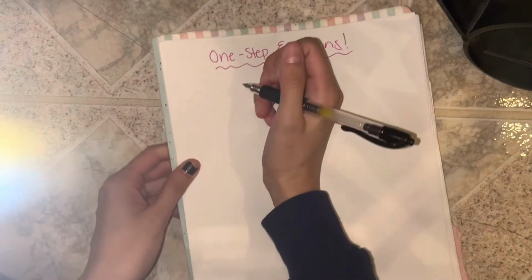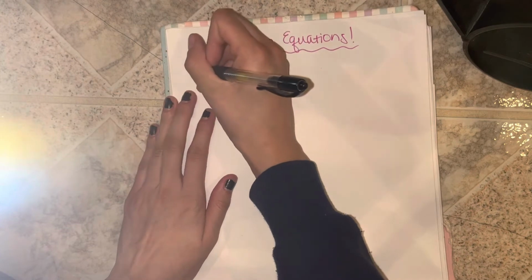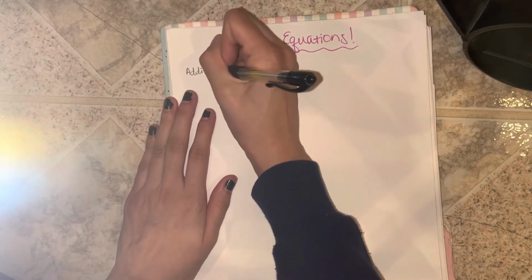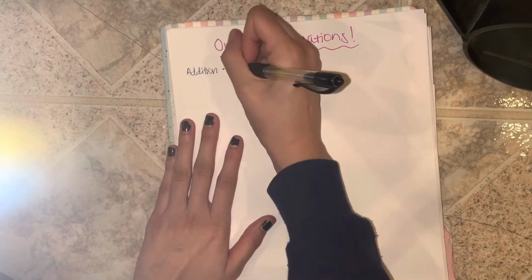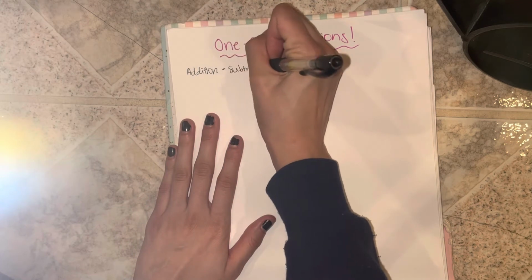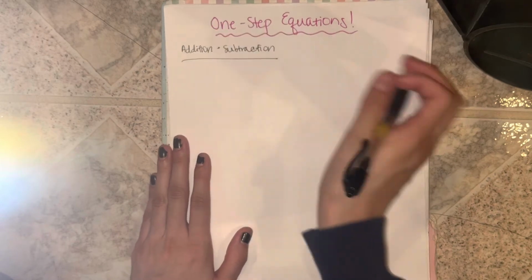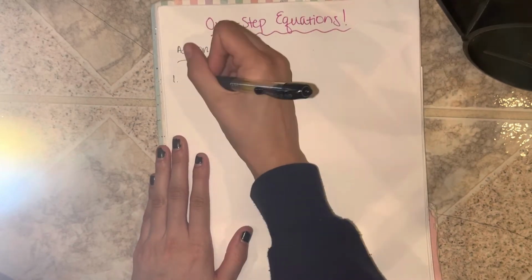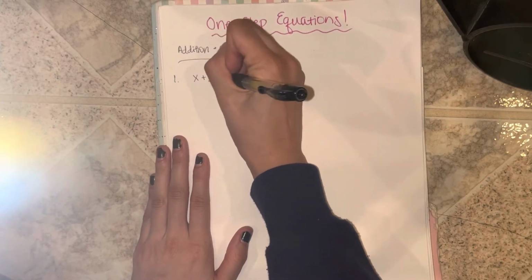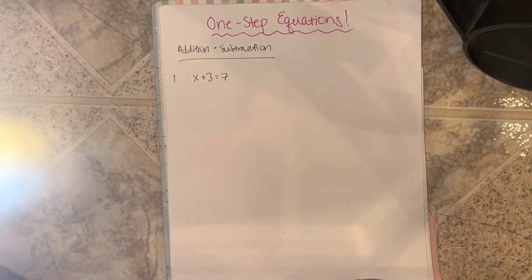Okay, now I'm gonna show you how to do one-step equations. Just solving one step is, we're solving for x here, and it looks like this. Let's do addition and subtraction first. Okay, so it looks like this, where we have x plus 3 is equal to 7.